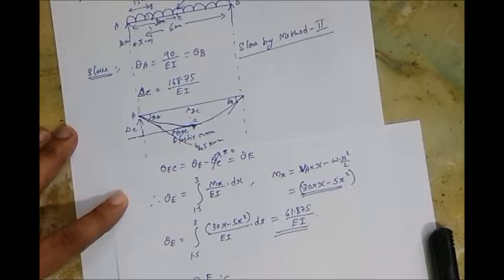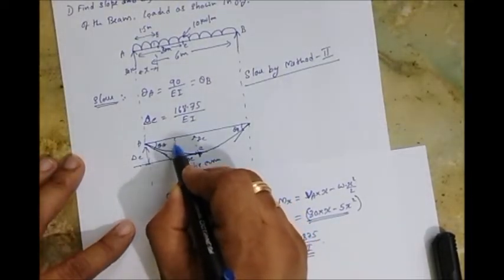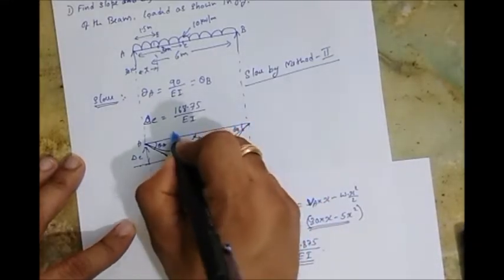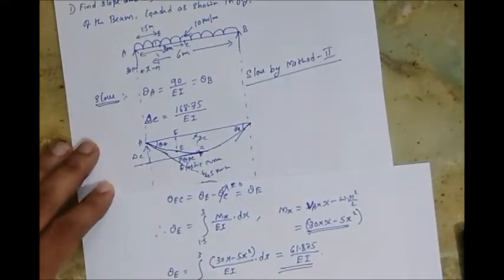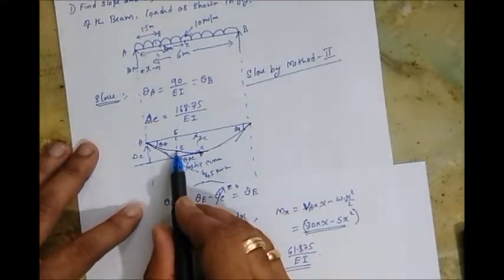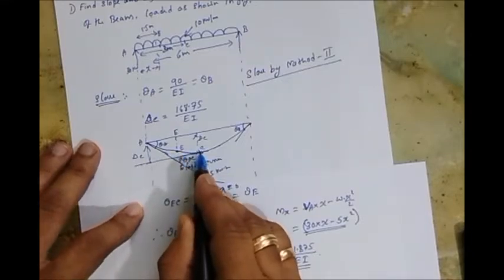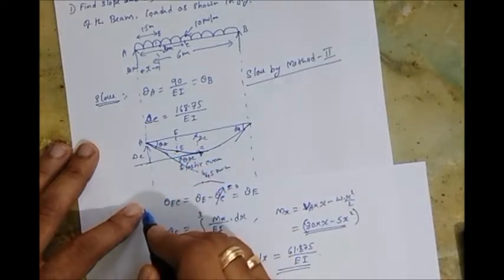We need two reference points, as we discussed. What are the two reference points? This is E, the E point. The two reference points are E and C. No change. E and C are the two reference points.